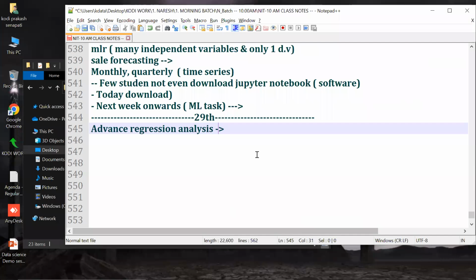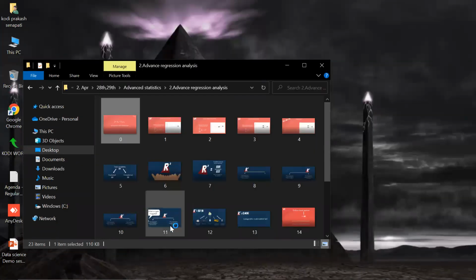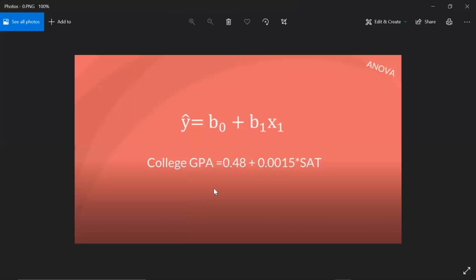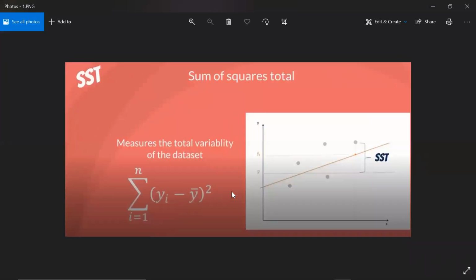Okay, now let's do this. Now I just want to show you. What is OLS? Ordinary least squares. The difference between actual minus predicted. Actual we call Y, predicted we call Y hat. Understand? Yeah. Now let's see.